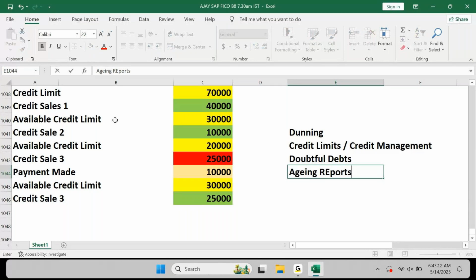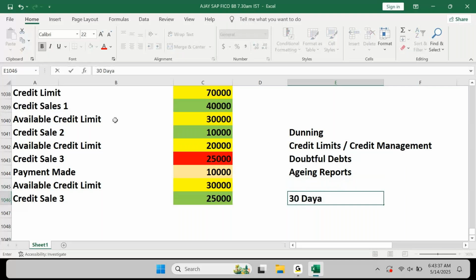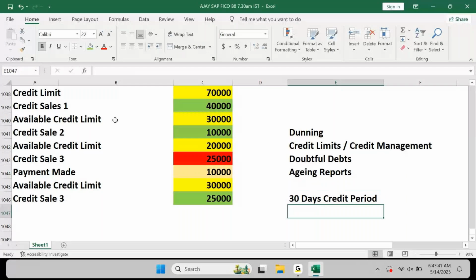When you talk about aging reports, what are these aging reports? Why do you require an aging report? To identify the due dates, when to receive the payment, and in what time interval you will be collecting the money. Let's say to a customer I have given a 30 days credit period. When we say we have given a customer a 30 days credit period, ideally the customer has to make the payment, or we have to collect the payment, within 30 days from the invoice.